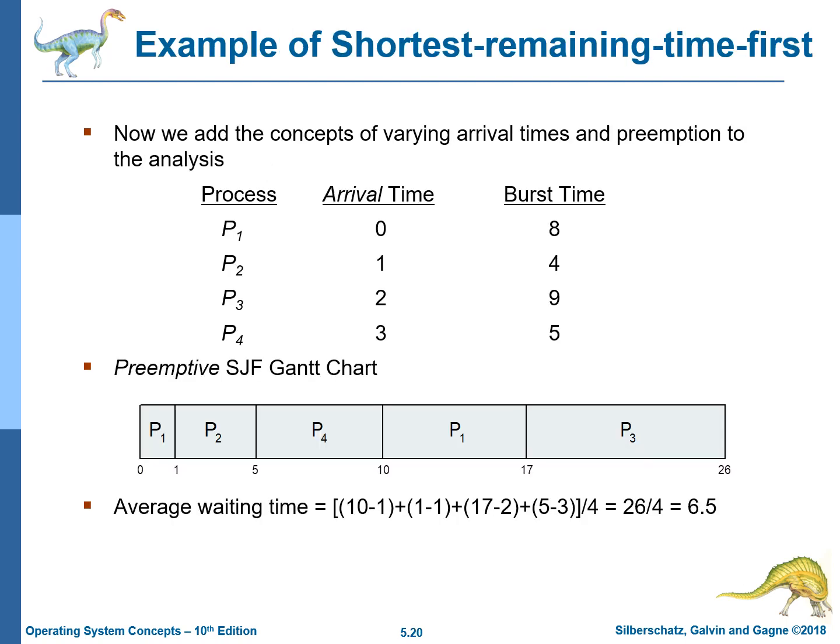This is an example of shortest remaining time first. Now we add the concepts of varying arrival times and preemption to the analysis. And this is the preemptive shortest job first Gantt chart. The average waiting time that we can get here is 6.5.